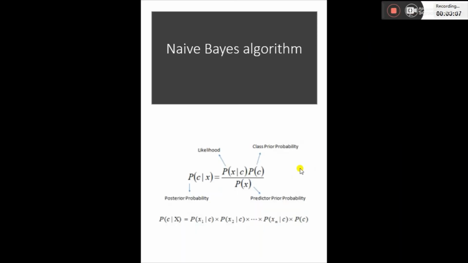Now, the naive Bayes algorithm. Naive Bayes algorithm is all about this equation. This equation is built for conditional probability. This means that there will be a given condition, and based on this given condition, the prediction will be verified.